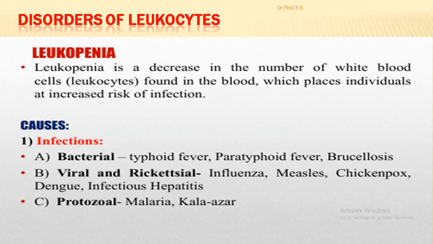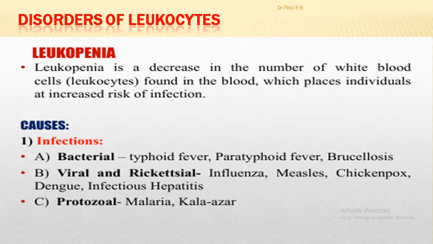For instance, you can have bacterial infection like typhoid fever or paratyphoid fever, brucellosis. These conditions will result in a decrease in white blood cell count. Viral infection and rickettsia, like influenza, measles, chickenpox, dengue, infectious hepatitis, all these will cause a decrease in white blood cell count. Dengue is a mosquito-borne viral infection, so it's transmitted by a special type of mosquito.